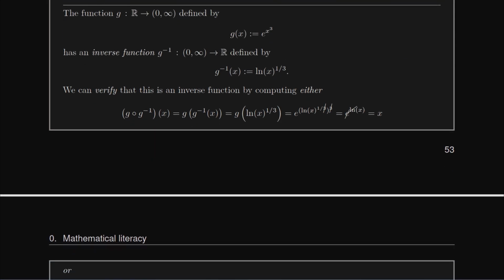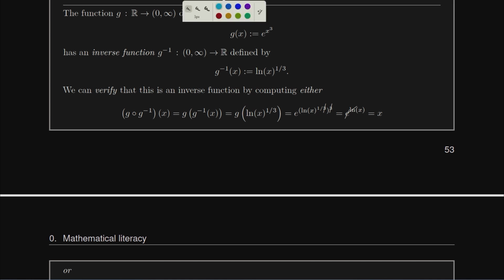Another example of a lovely inverse would be the function g mapping from R to the positive real numbers, 0 to infinity, and its inverse mapping the positive real numbers to all of R, the original function given by e to the x cubed, and the inverse given by (log x) to the 1/3 power. Notice the 1/3 is outside of the parentheses.